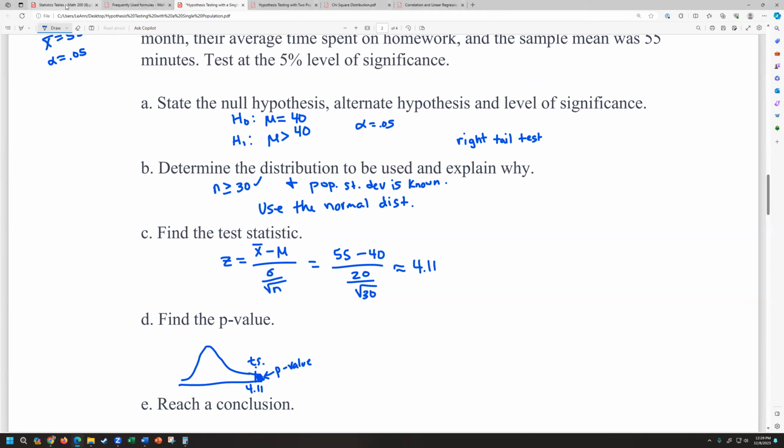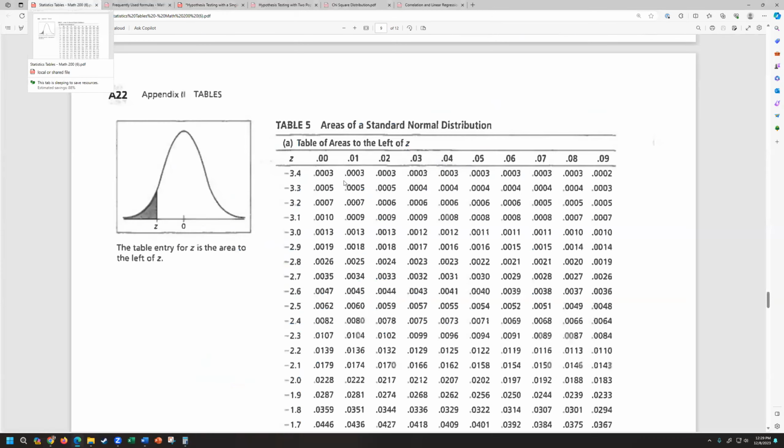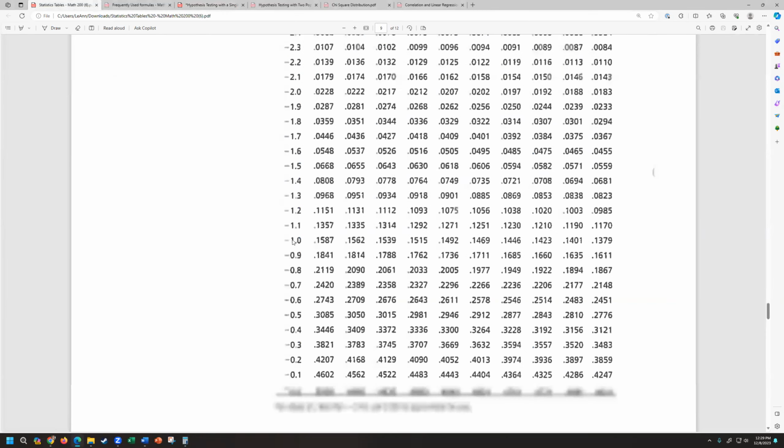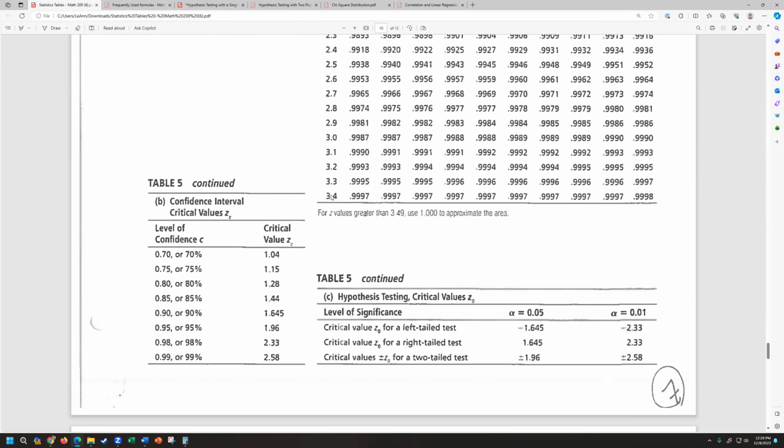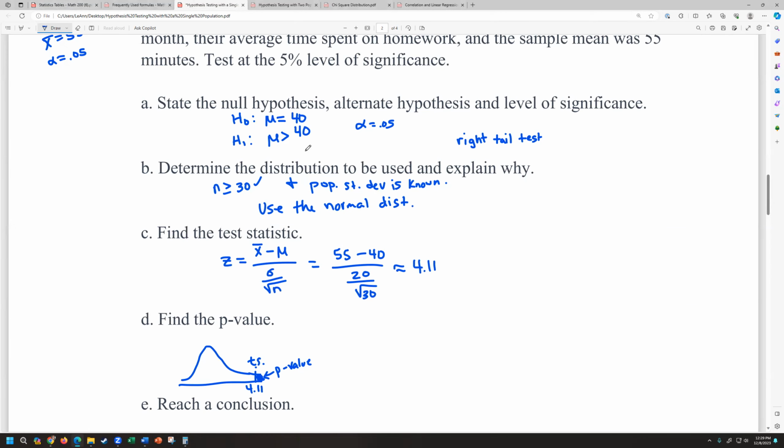So I've got my statistics tables pulled up. And let's go down the z's. These are all the negative z's. So look, our z table doesn't even go to 4.11. It stops at 3.49 actually. So it says for z values greater than 3.49, use 1 as the approximate area. Now you have to remember the table always tells you area to the left. So what they're telling you is that this part over here is approximately 1. Okay, because remember, table gives us area to the left. So we get the area of the right by doing 1 minus the area of the left.